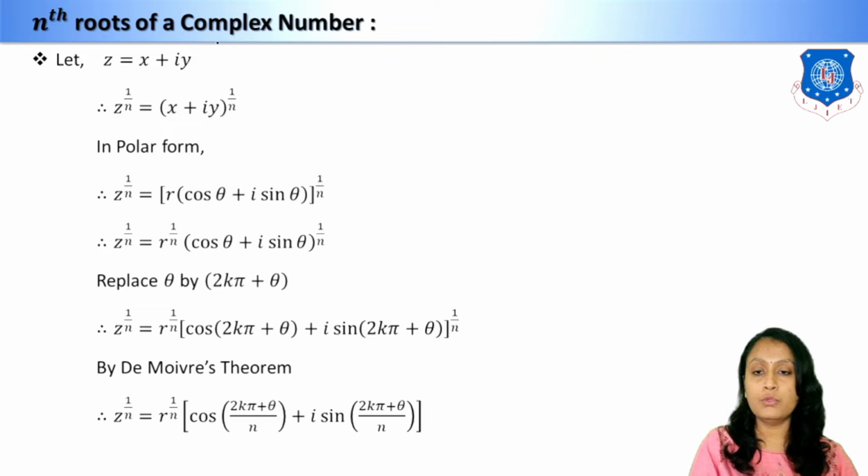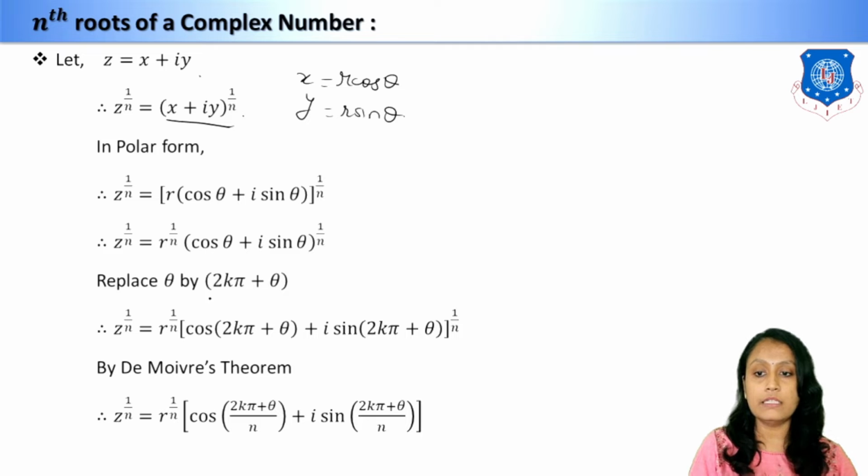Alright, now we will find the nth root of a complex number. So z is equal to x + iy. So nth root, that is z raised to 1 upon n, is what? (x + iy) whole raised to 1 upon n. Now we will write this in the polar form. So in place of x we have to write r cos theta, in place of y we have to write r sin theta. So you will get z raised to 1 upon n as r we can take out common, so (cos theta + i sin theta) whole raised to 1 upon n. Bring this r outside, so this is r raised to 1 upon n times (cos theta + i sin theta) whole raised to 1 upon n.